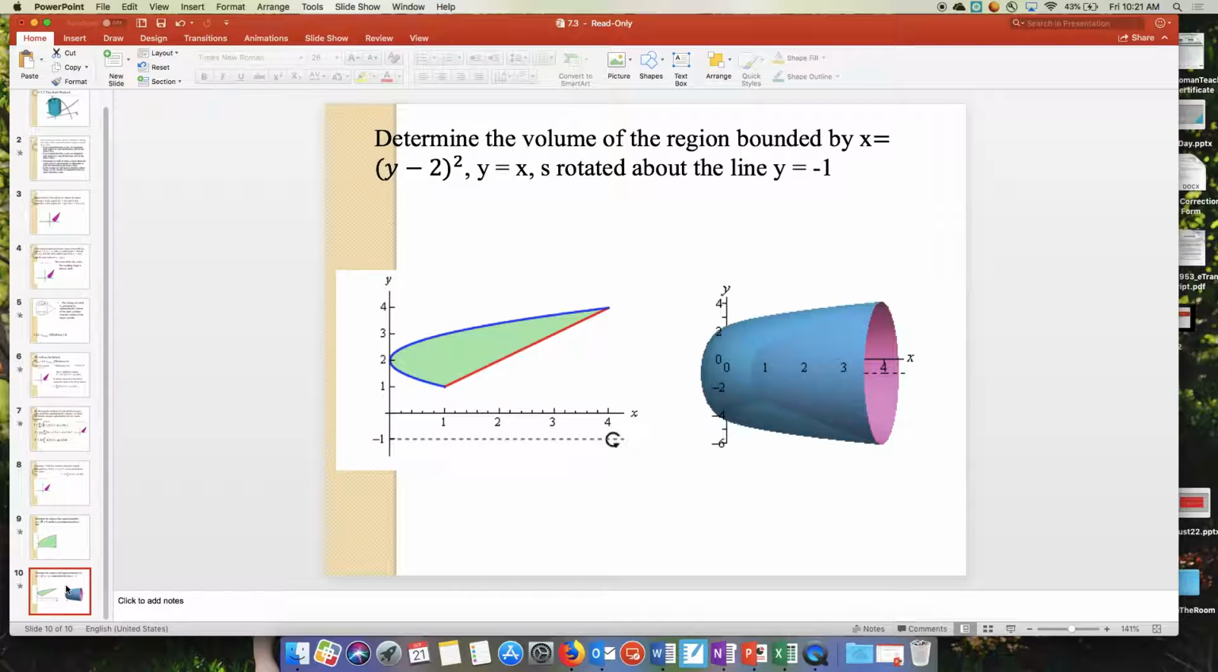Okay, so we're going to twist this around. We're going to rotate this around the line y equals -1. This will be our last example, and then I want to give you some time to do some homework in class. And then I have a review for you that gives you some AP problems to practice. Because guess what?